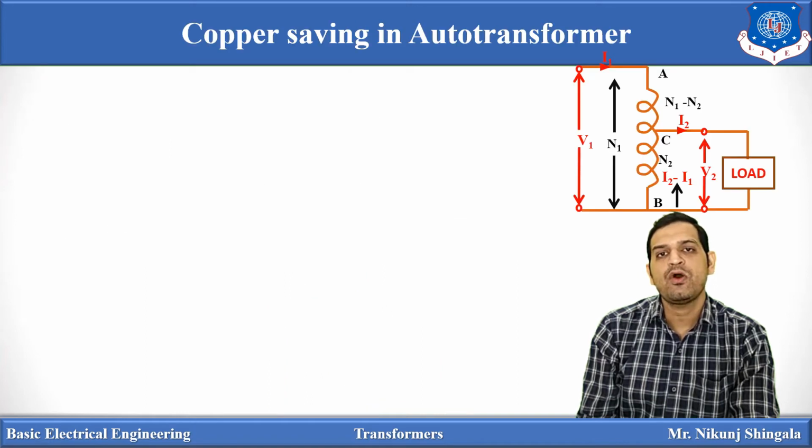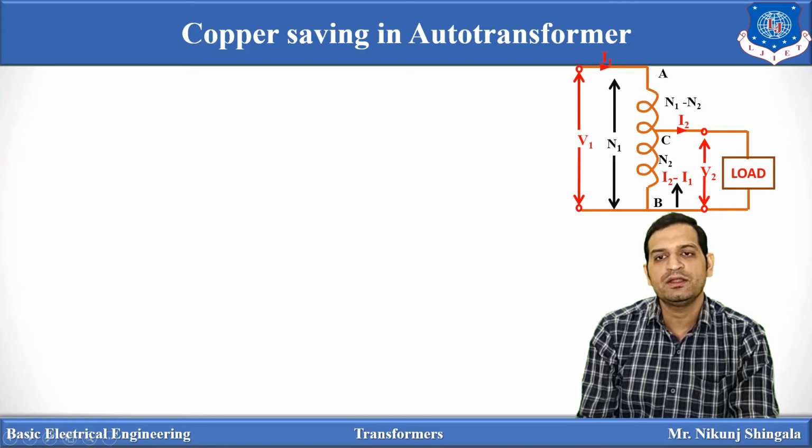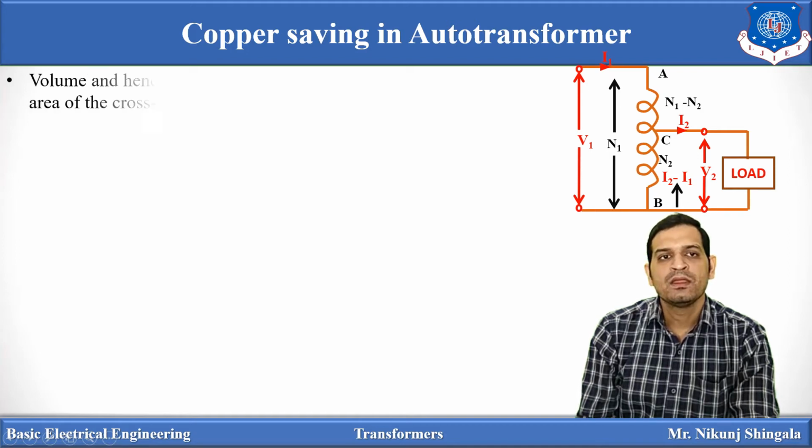So let us understand the copper saving in the auto transformer. Here again a step down auto transformer is taken. AB will work as the primary winding because input voltage is given across AB. Load is connected across the CB section, so CB will work as the secondary winding. Number of turns for the primary winding is N1. Number of turns for the CB section is N2. So number of turns for the AC section will be N1 minus N2. Current flowing over here is I1. Current flowing through the load is I2, and current flowing through the CB section is I2 minus I1.